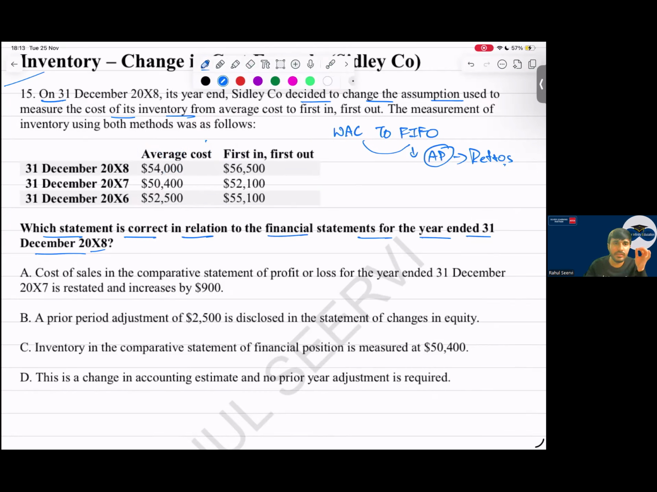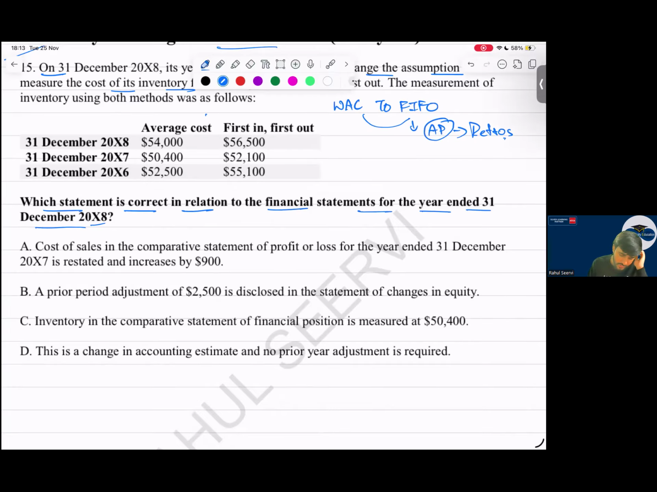We have to restate the value. It is important that the earliest period presented gets the retrospective impact. After that, we restate the value. Yes, sir. Let us read the points here. Then the cost of sales in comparative. For this, you have to know which is increasing. I'll come to that. Let us first try to eliminate any sentences we can.